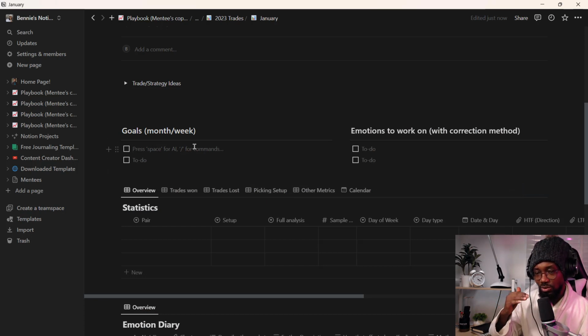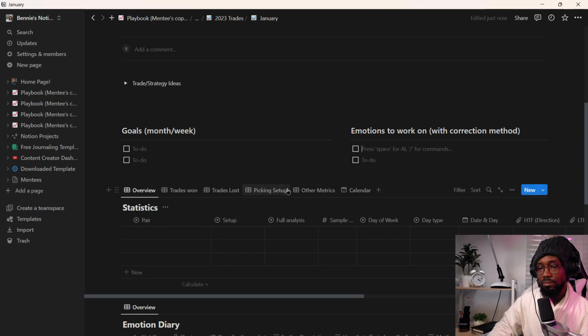So you want to keep your goals in sight, right? That's why I have them here. So I just list the major goals that I'm looking to achieve for the week, for the month here. And then based on my journal, right, what are the emotional problems I'm currently having and what have I resolved to do? Okay, so I'm writing those things here.